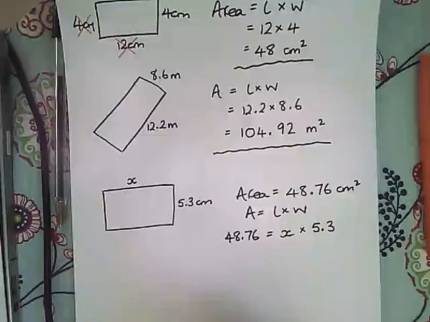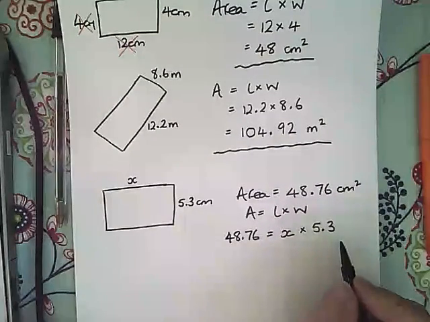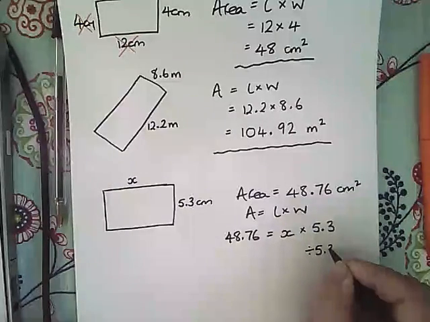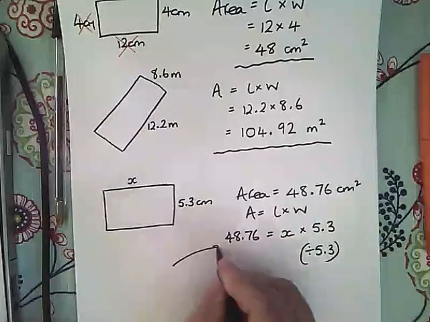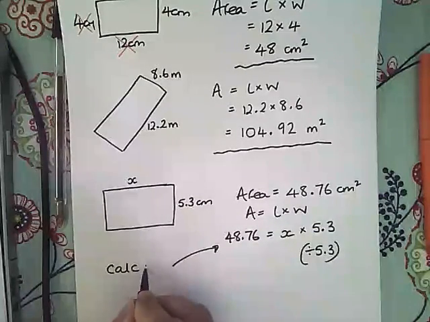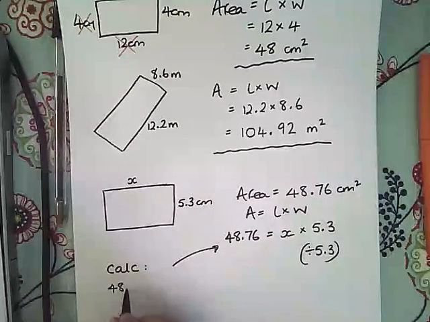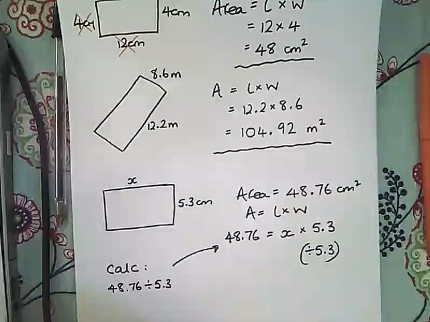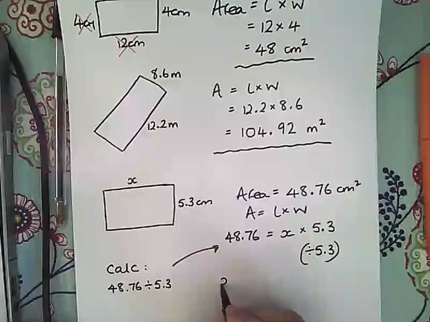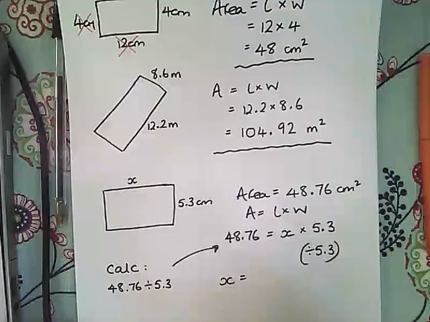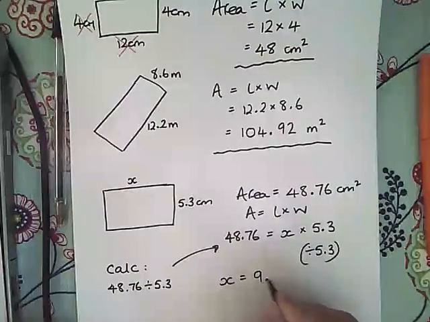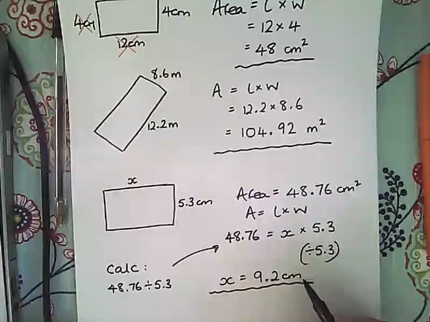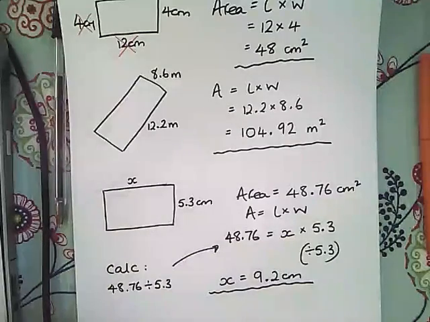So the opposite of times by 5.3 is divide by 5.3. So if we divide by 5.3, and in our calculator we put in 48.76 divided by 5.3, that is going to give us a value for x. And in this case, if we put that into our calculator, x would be equal to 9.2 centimetres. And this time the units aren't squared because it's a length that we have found out.